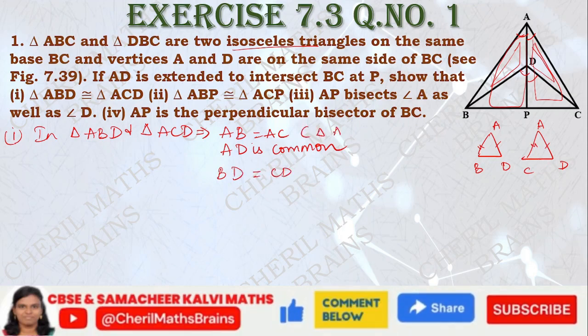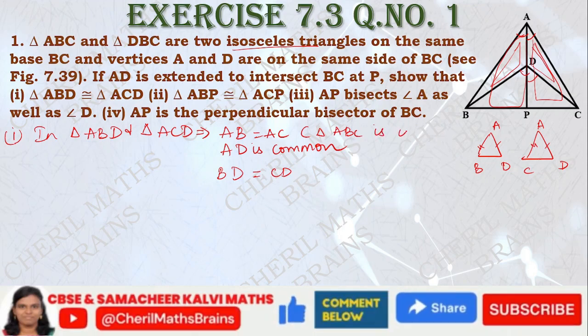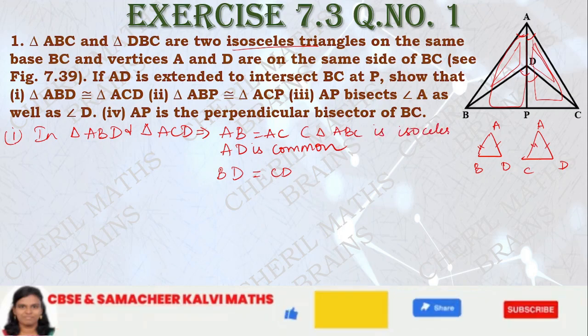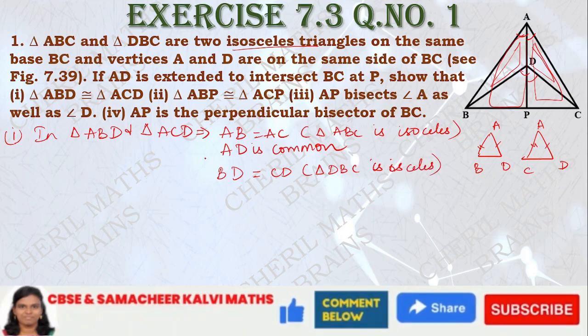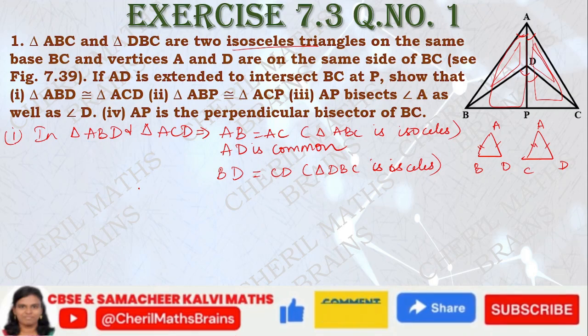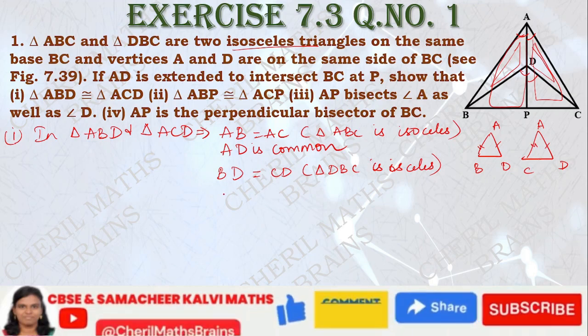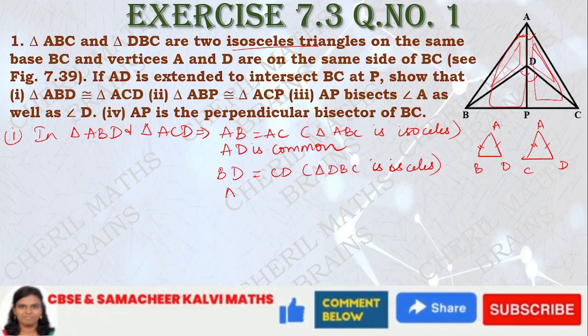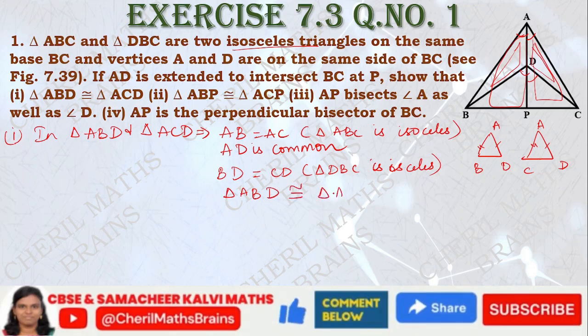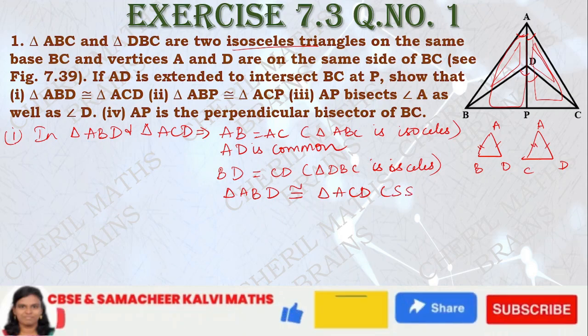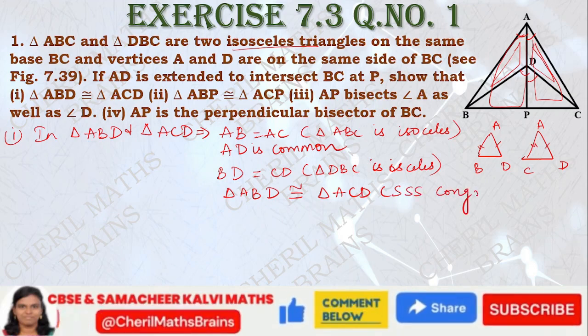This is because triangle DBC is isosceles; likewise, we are given triangle ABC is isosceles. So with these three, we can prove that these two are congruent by the SSS type of congruency. So we can say triangle ABD is congruent to triangle ACD as per the SSS congruency.